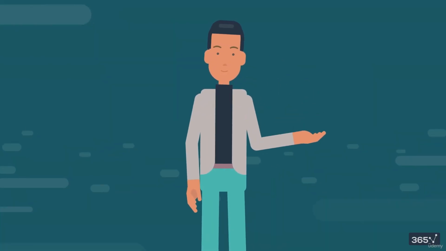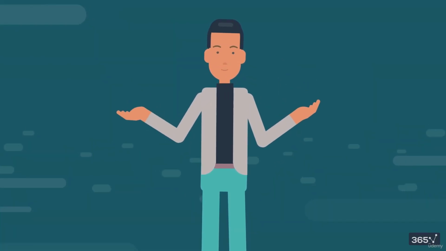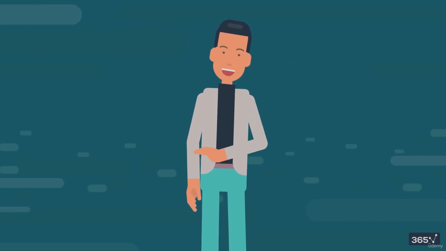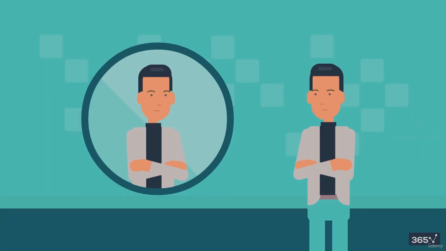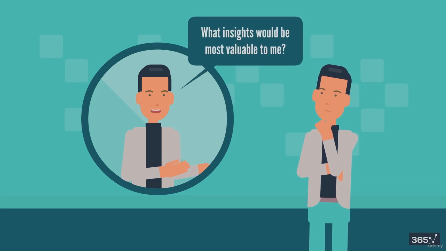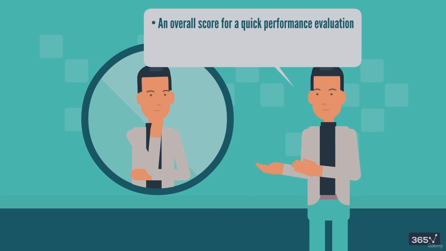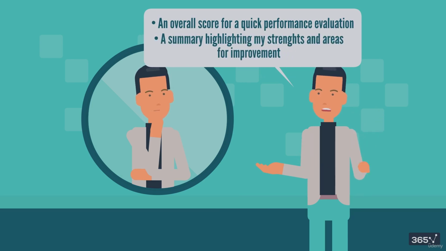Let's continue with the prompt development by considering what the feedback should include. I like to put myself in the user's shoes and ask questions that I would answer as a user. What insights would be most valuable to me? Ideally, I'd want an overall score for a quick performance evaluation and a summary highlighting my strengths and areas for improvement.